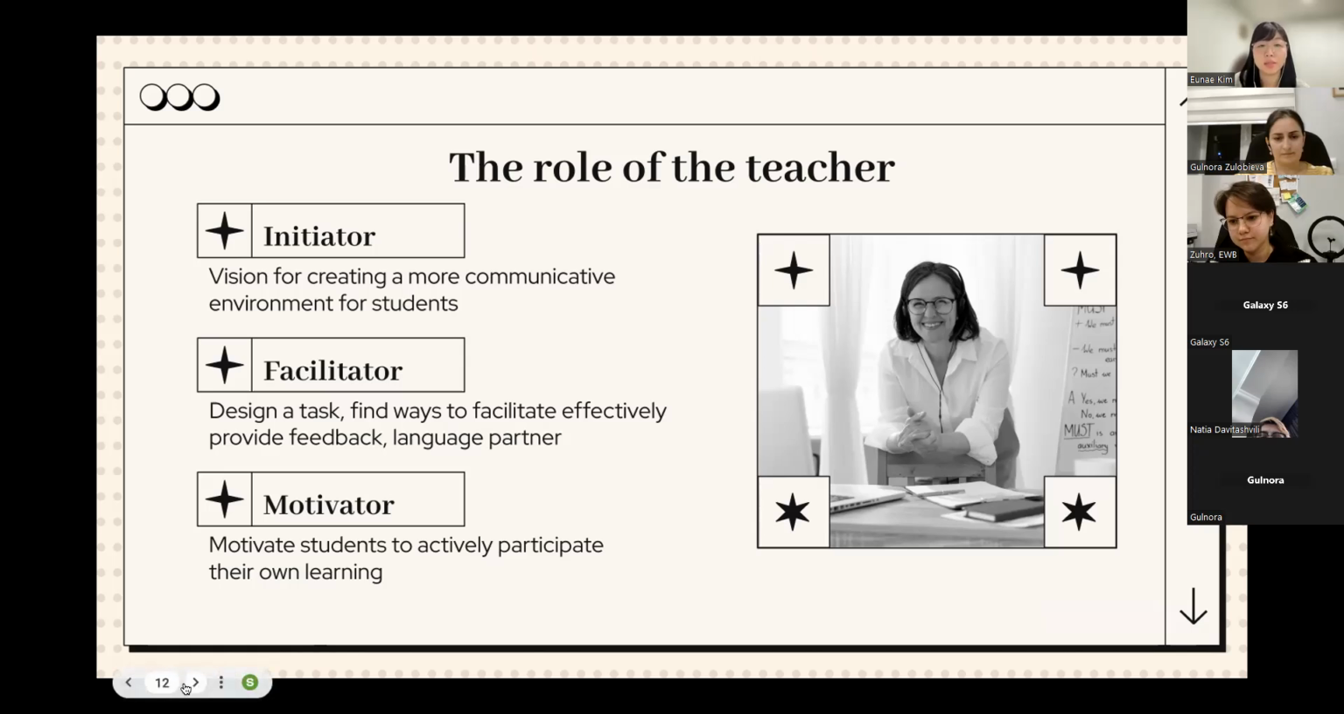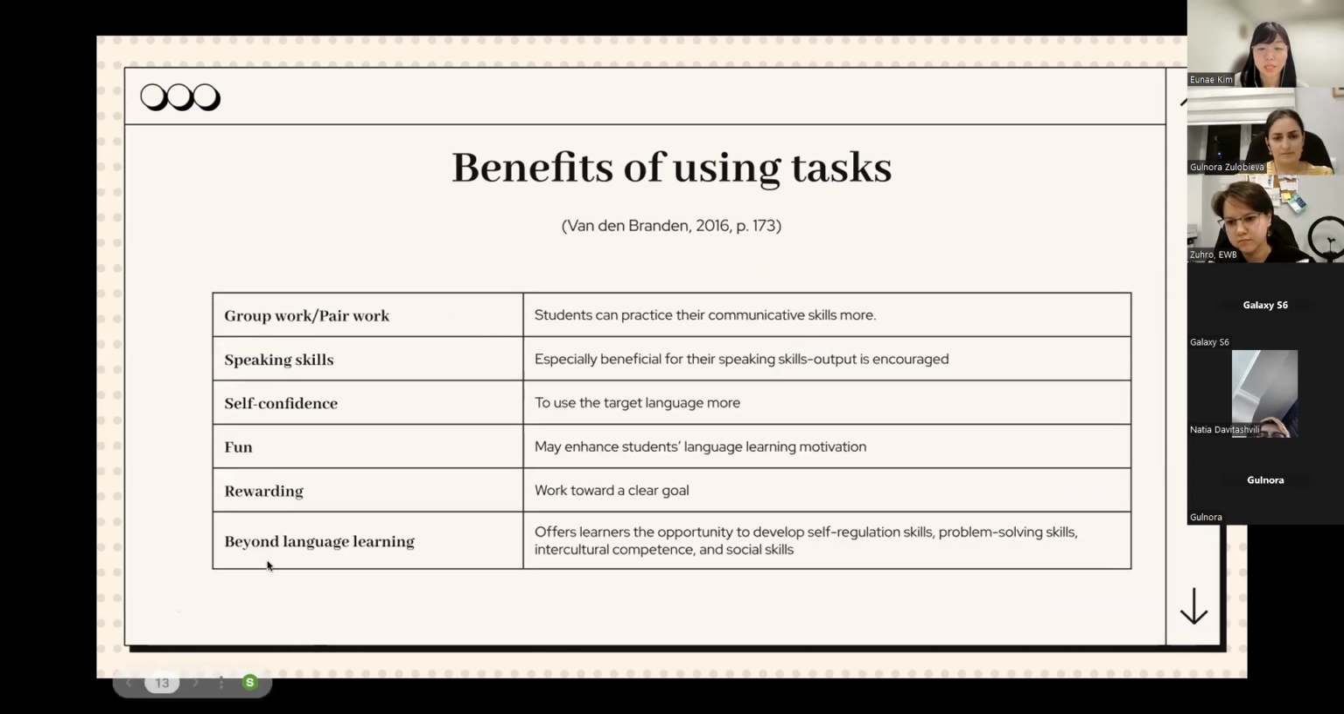Okay, so what are some benefits of using tasks in the classroom? Unlike in a one-way traditional classroom, group and pair work provides students with extensive opportunities to practice and use their communicative skills. They have more time to use their language, right? Tasks are especially beneficial for students' speaking skills. Output is encouraged. You need to speak due to gaps, right? Feedback is essential. Students can get various feedback through recast. Oh, so if I said something wrong, teachers will correct me. So if I said something wrong, and then teachers naturally say, oh, do you mean this? Like that. That's called the recast.